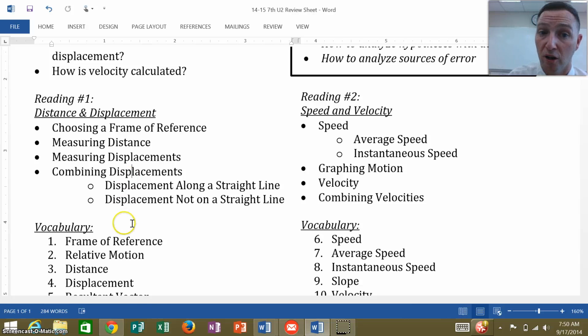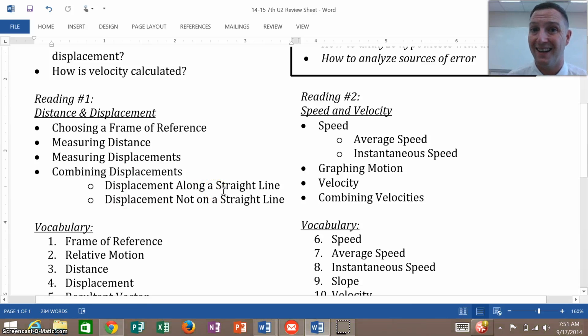You can also do it not on a straight line. If you remember the riverboat problem from the book, I go 3 meters east, 1 meter north, and now I make a triangle. I connect those arrows end to end, butt end to the point, and I make a triangle, and that's going to be my resultant displacement. Are we going to do calculations like that? No, but you may have to do estimates and draw it out.